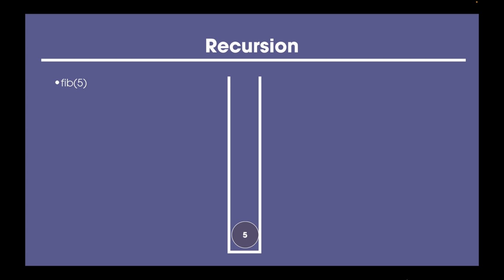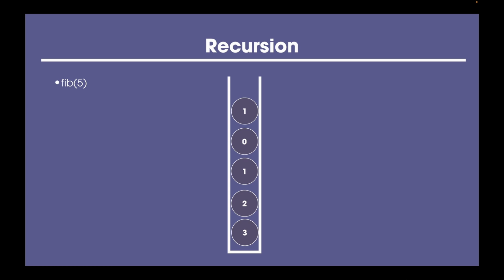So fib of 5 we're going to evaluate, and it results in fib of 4 and fib of 3. Again, as per the stack's principle, fib of 4 we're going to evaluate and it will result in fib of 3 and fib of 2. Similarly, fib of 3 we're going to evaluate and it will result in fib of 2 and fib of 1. And once again, fib of 2 we're going to evaluate as fib of 1 and fib of 0.